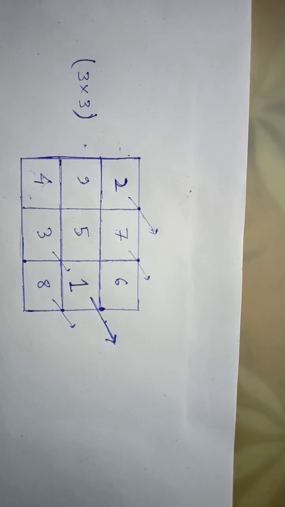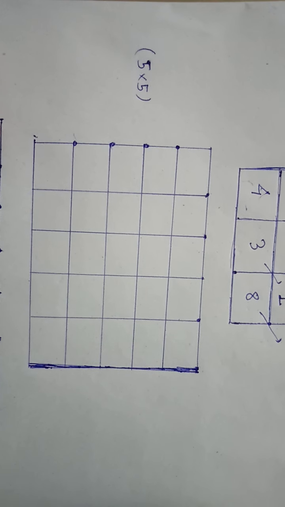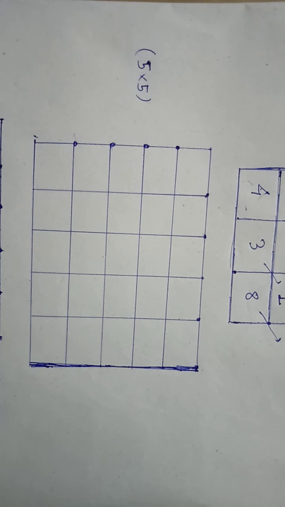Now take another example. A 5x5 board is in here. Let's start solving with 25 numbers. Here the solving process also follows the previous, so I solve it quickly.